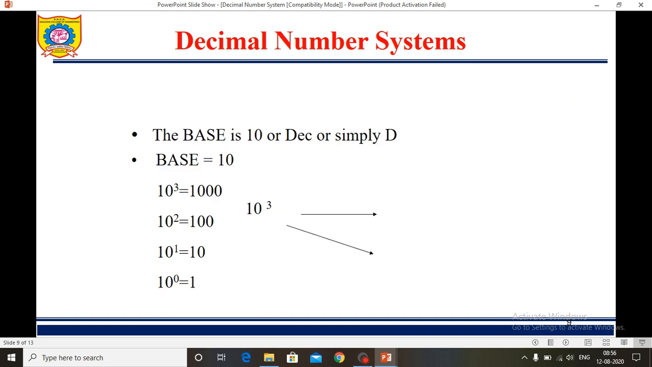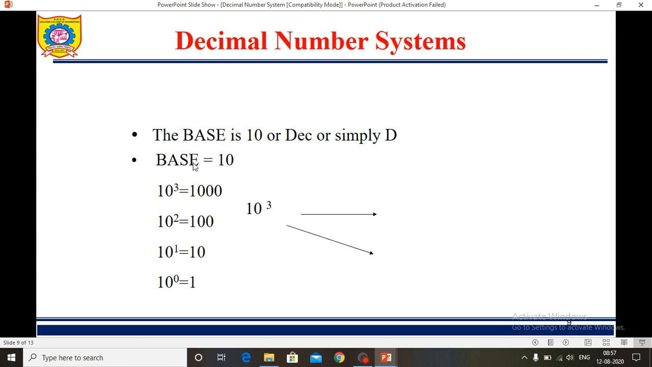So this is a very simple example I have taken for representing a decimal number. The base is 10, or dec, or simply d. It can be represented as d, it can be represented as dec, it can be represented as 10, and all these three represent the same thing. Whenever you see a number in brackets and on the right hand side, at the bottom, d is given, you have to recognize that this is a decimal number. Or if a number is in brackets and 10 is written at the bottom right, you have to understand that this particular number is a decimal number. So this is nothing but a notation for a decimal number.